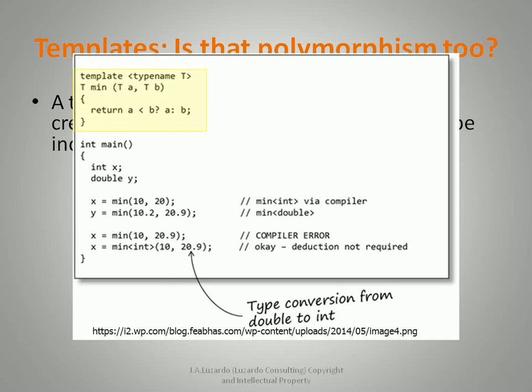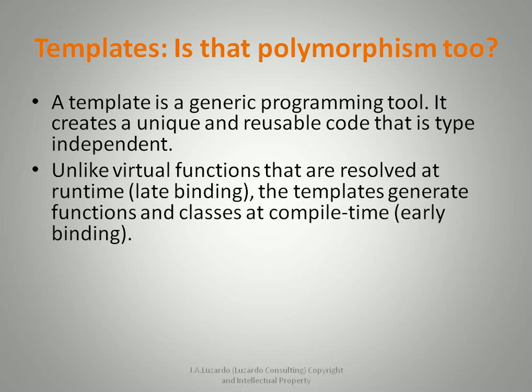The typical example of finding the maximum of two numbers can illustrate this. Thanks to the template, it is not necessary to write separately a max function for double and a max function for int. By replacing the template type T with the real type as indicated by the template, the compiler will generate the corresponding function at compile time. Unlike virtual functions that are resolved at runtime, late binding, the templates generate functions and classes at compile time.